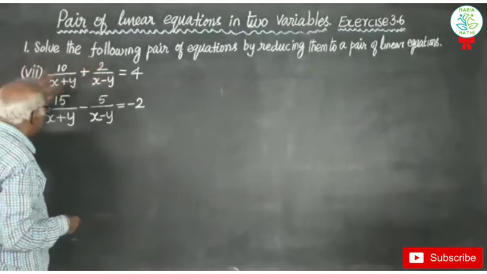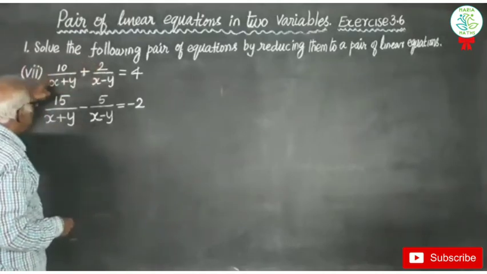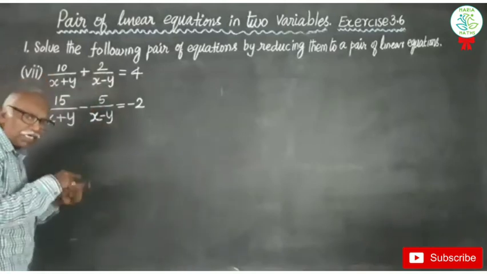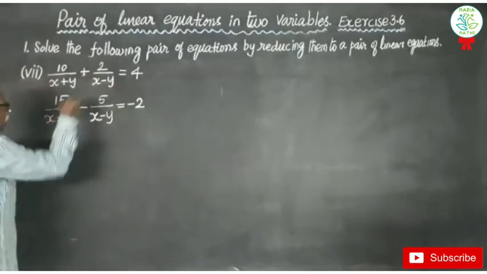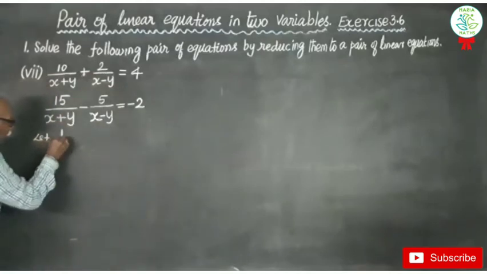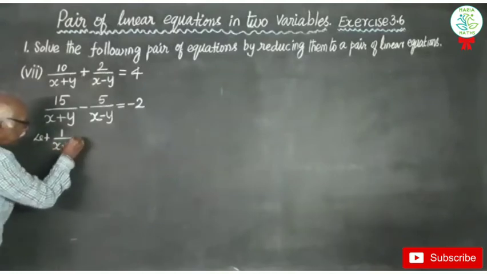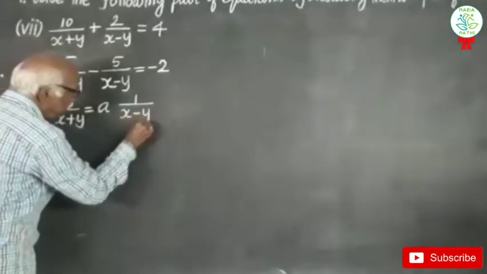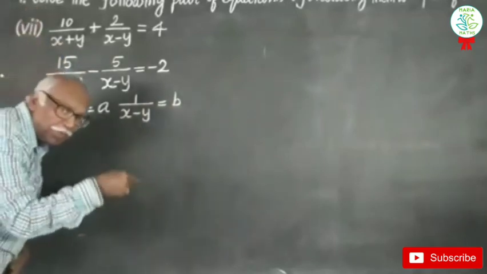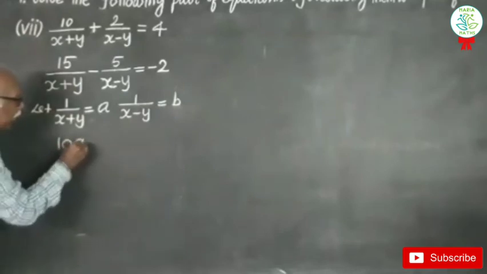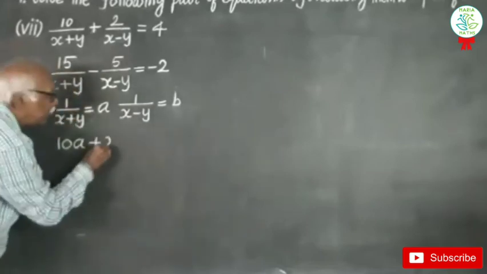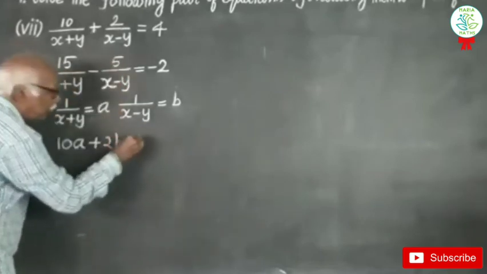Here x plus y, x minus y. Let 1 by x plus y equal to a, 1 by x minus y equal to b. Then 10 by x plus y, 10 into 1 by x plus y, 10a, plus 2 by x minus y, 2 into 1 by x minus y, 2b equal to 4.